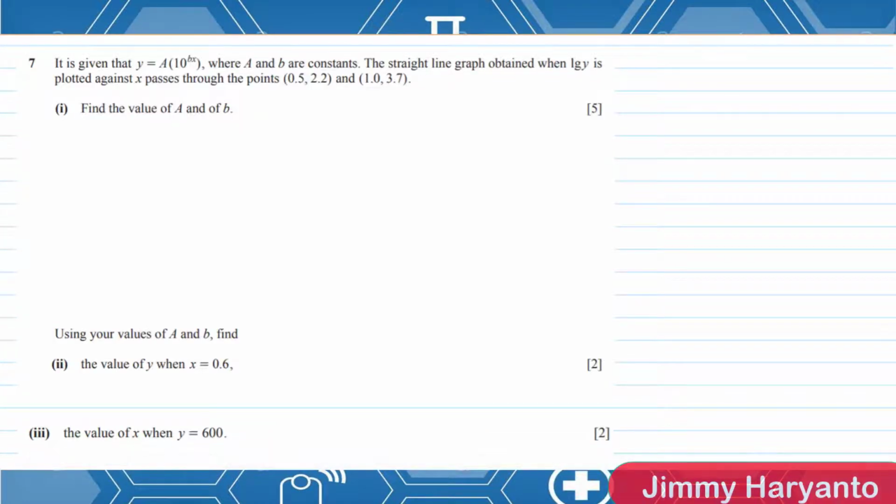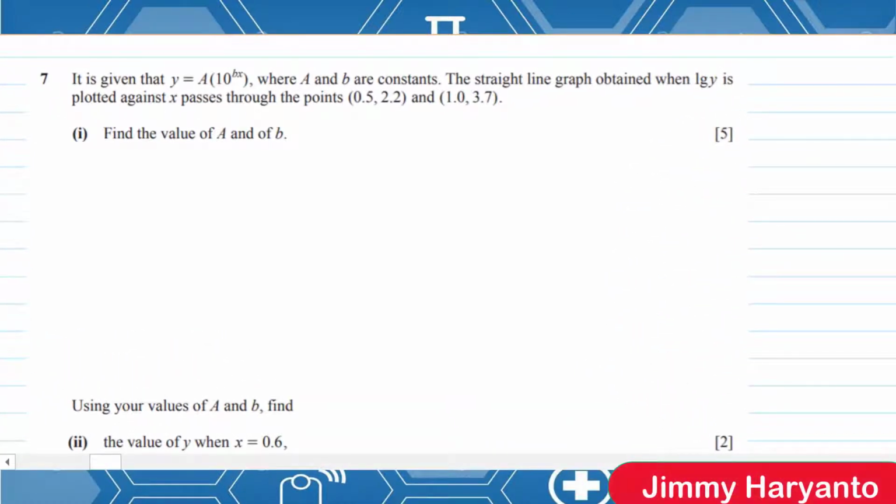Next is number 7. It is given that y equals A times 10 to the power of bx, where the straight line of lg y is plotted against the x-axis. Again, x passes through. Okay, so we have this point. This is the linear law chapter, so we have to find the gradient first.